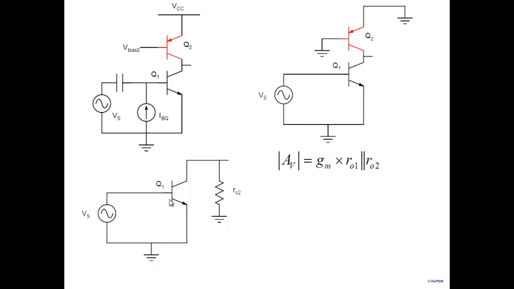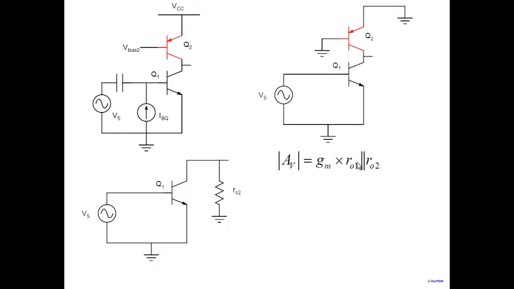Now remember, so far we have been neglecting the r_o of this particular transistor. Why? Because r_o1 was coming in parallel with RC, and RC we said was much smaller. But now we don't have RC, we have a very high resistance, r_o itself. So r_o1 you can't neglect anymore. You have to take into account the output resistance of this transistor. So the gain of this whole stage becomes gm times r_o1 parallel r_o2, and this is a very large quantity.